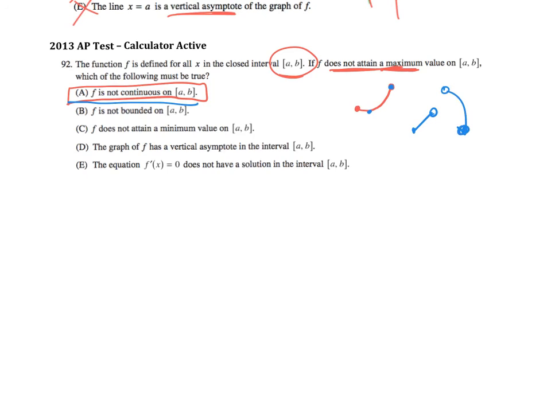Oh, this is on a closed interval, but we are not guaranteed maxes and mins. Like I have no maximum here because of this discontinuity. I don't know what I could call my maximum because it's discontinuous. So unless a function is continuous on a closed interval, we are not guaranteed maximums and minimums.